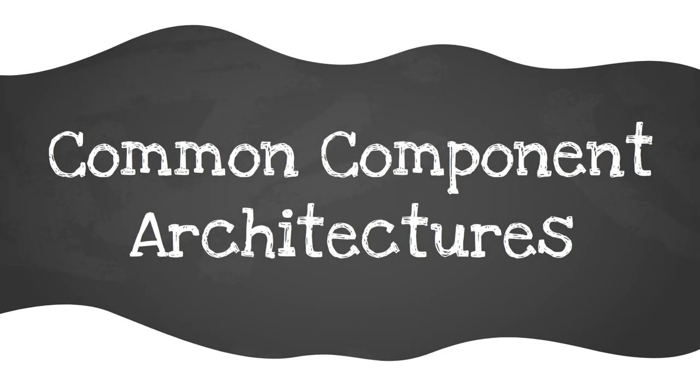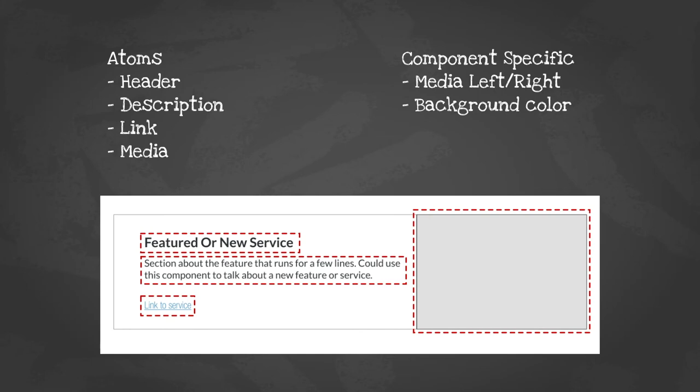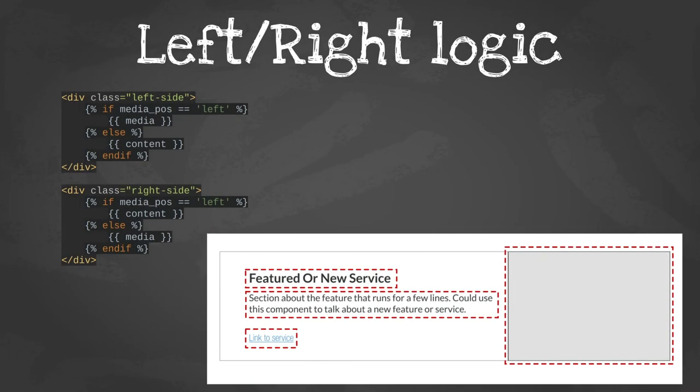And now onto common component architectures. The first one that we're all familiar with, I hope, is paragraphs. Once again, we're going to be working through this example where we have four atoms: header, description, link, and media, and then two component-specific fields: media left, media right, and background color. Starting off, we have some simple left-right logic. This really isn't important. It's just showing the rough template structure that we're going to be working in. The two important things to note are that we have a media variable and a content variable that we'll be populating with various different approaches.